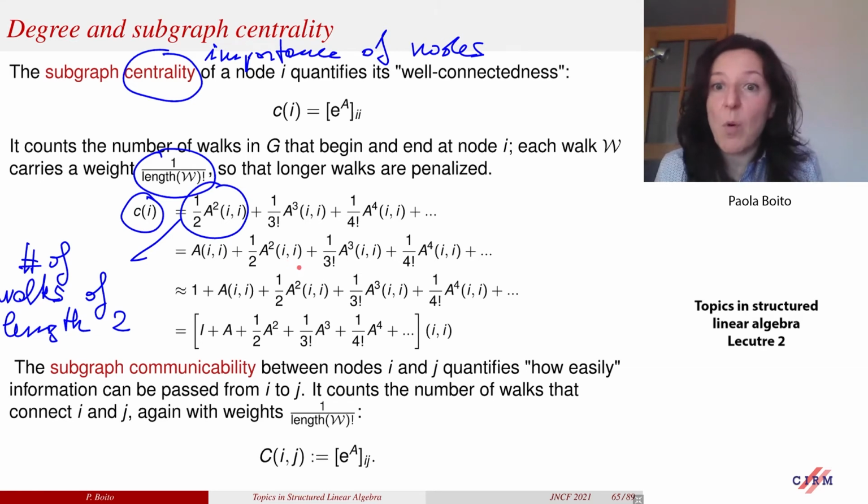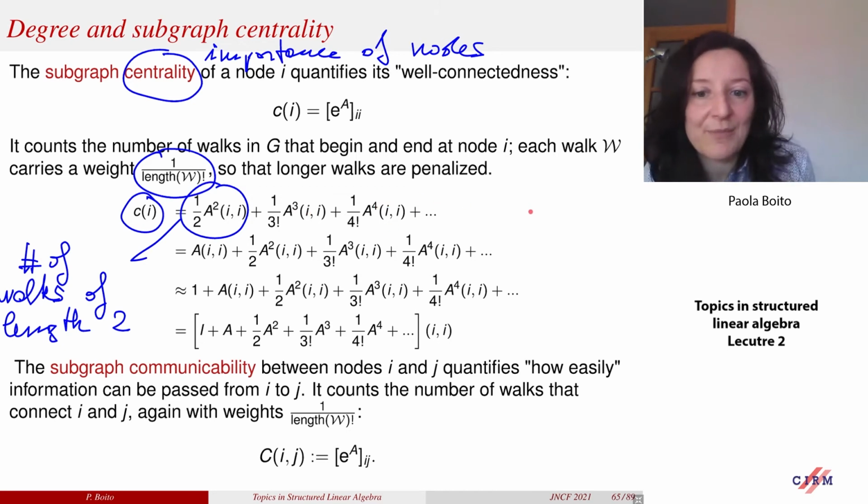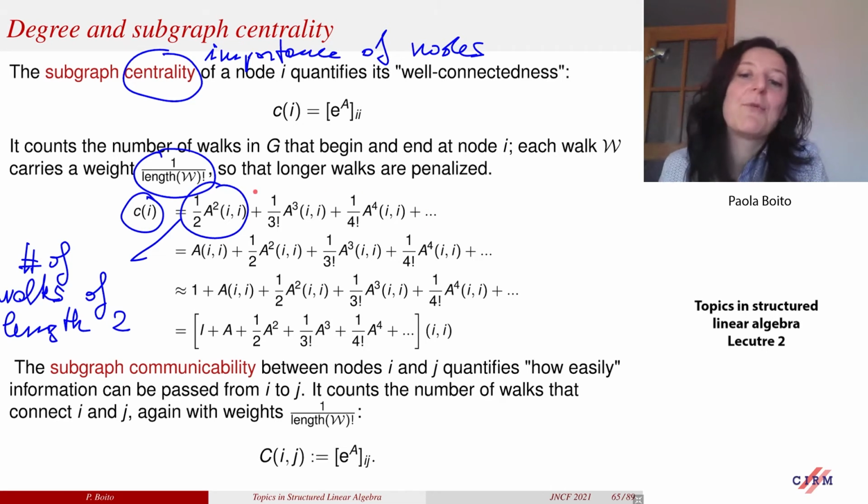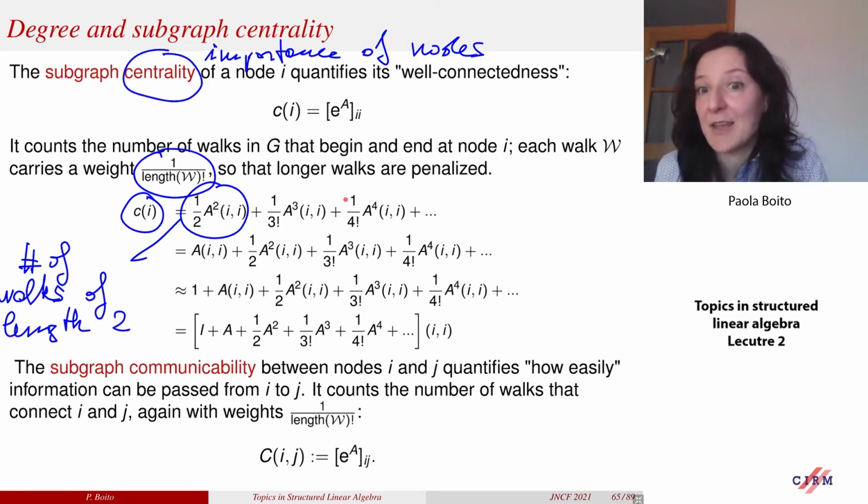Then I want the number of walks of length 3. And so I take the third power and the ith diagonal entry. Again, weighted with 1 over the factorial of the length. Okay, so this is the number of walks of length 3. And then this is the number of walks of length 4, and so on and so forth, right? Very good. Now, you will see that this starts to resemble very much the Taylor expansion of the exponential function, right?